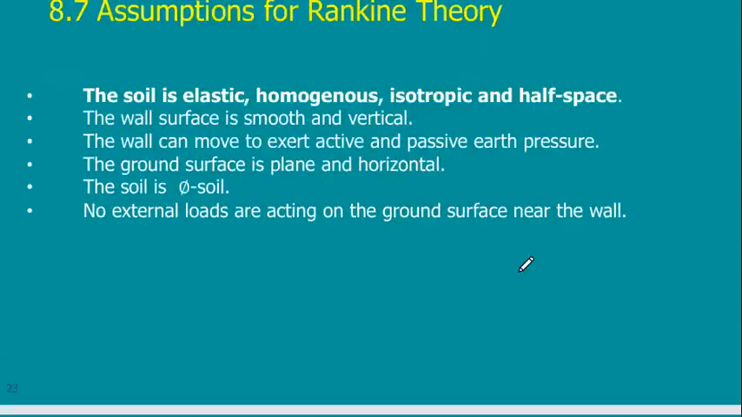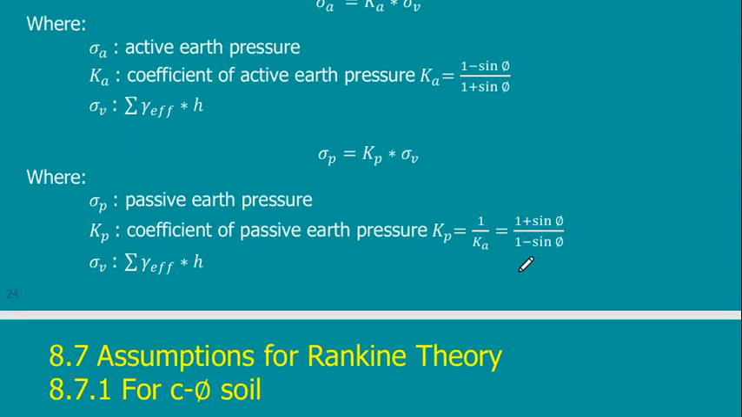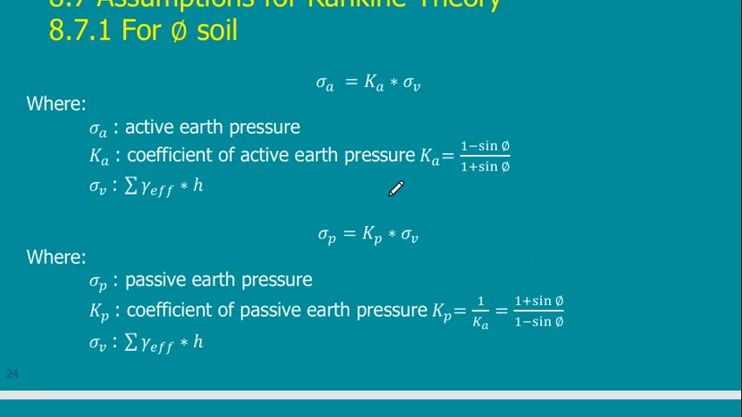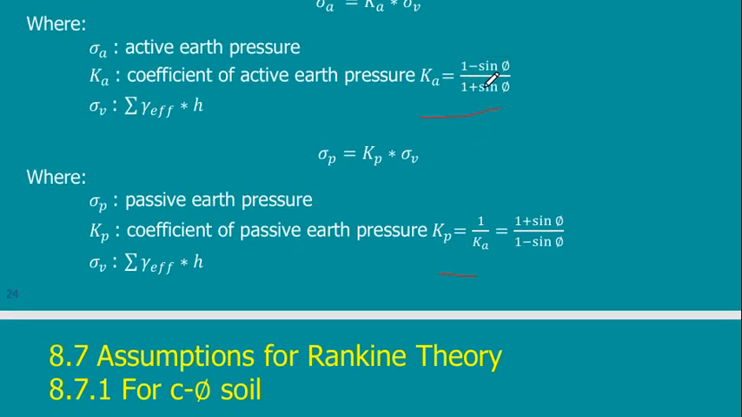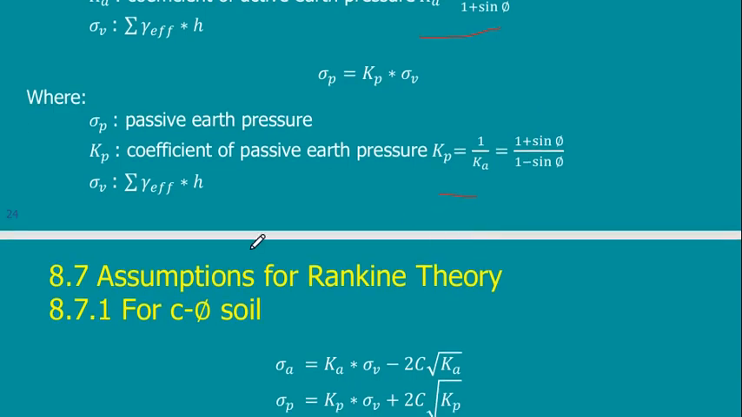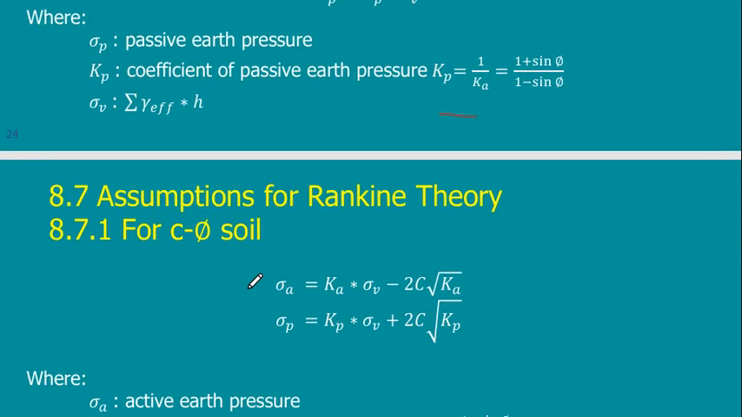Anyway, we'll continue. We have a theory given by Rankine. Rankine said that he will give us the value of K active and the value of K passive. K active is 1 minus sine phi divided by 1 plus sine phi. K passive is the opposite, 1 over K active. And he gave us a general equation. This is the equation that can be used for C-phi soil, not C and phi. Of course, we cannot use this theory for C soil only. But if we have phi soil or C-phi soil, then I can use these two equations.